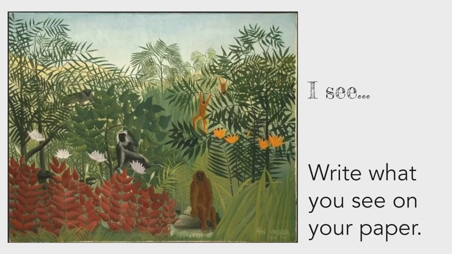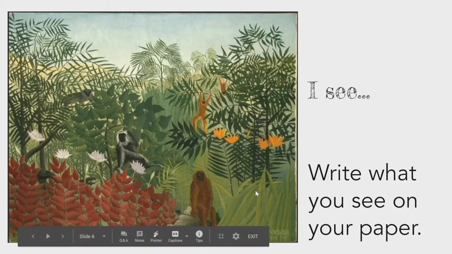Pulling out one of your sheets of paper, I'd like you to write down what you see. And if you're like me, you might say, huh, I see a beautiful day. We do see a beautiful day, but let's pause the video, and you can pause the video, and just stop for a moment and really see. We can see spiky greens, we can see animals, we can see colorful plants. So pause the video and write down what you see.